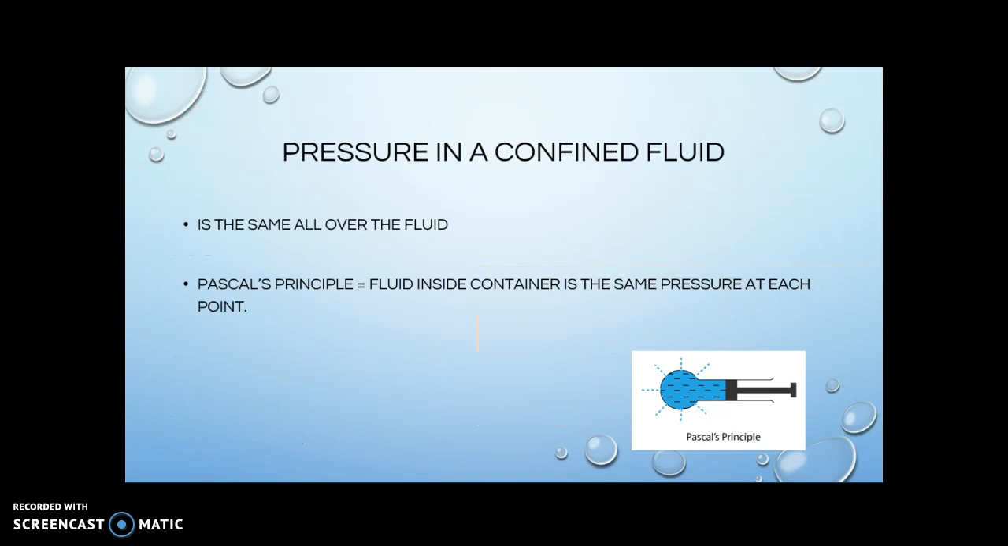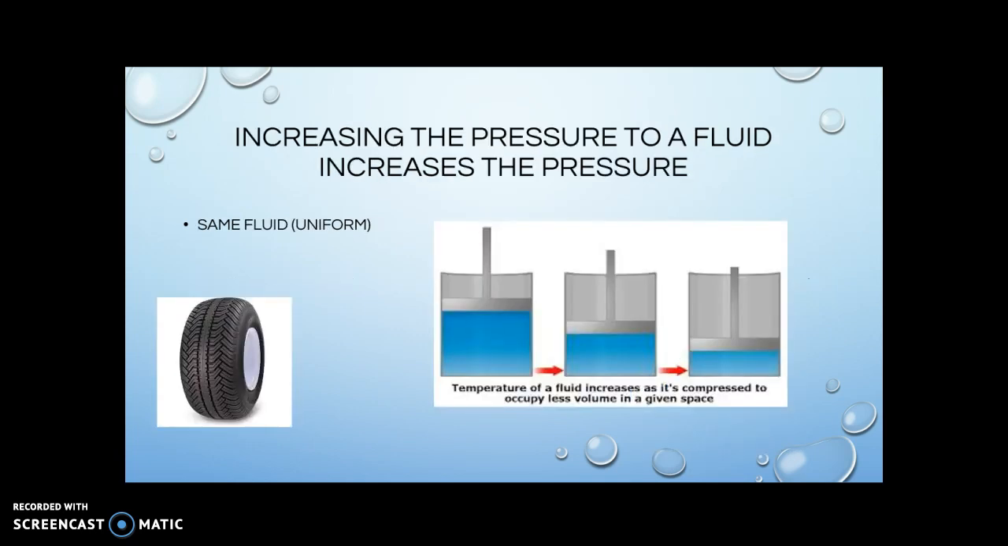And pressure can be in a confined fluid. Confined meaning it's in a container. It's the same for pressure. Pascal's principle says that the pressure in the fluid is the same everywhere. At each point, there's the same amount of pressure. And here's some examples of this. If you increase pressure at any point in a confined space, you increase the pressure over all the parts of the container. Doesn't matter if it's in the tire or in a container like this.